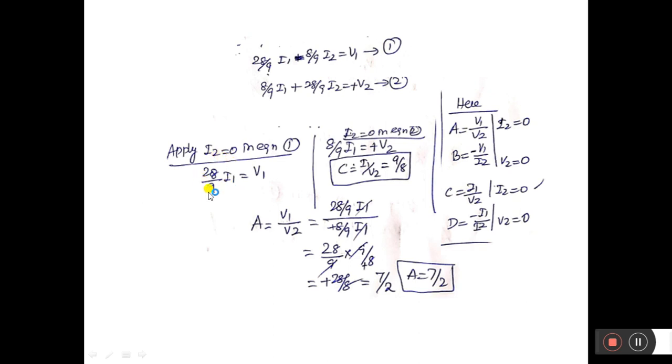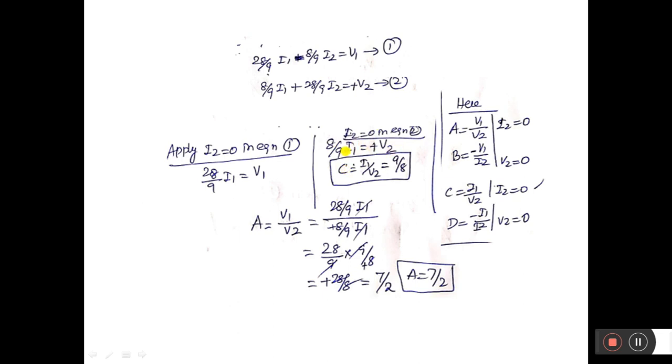Now I get 20 by 9 I1 equal to V1. Is there any relationship with V1 and I1? No. Okay, you can use this somewhere. Now apply I2 equal to 0 in equation 2. If you apply I2 equal to 0 in equation 2, you will get 8 by 9 I1 equal to V2.